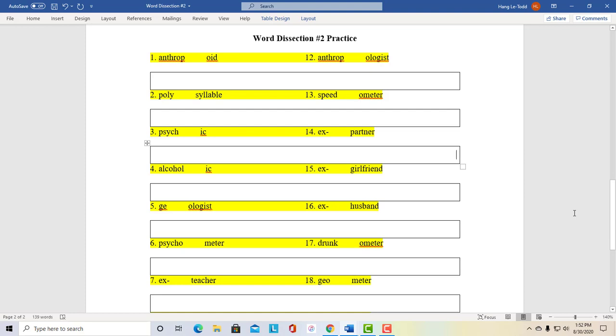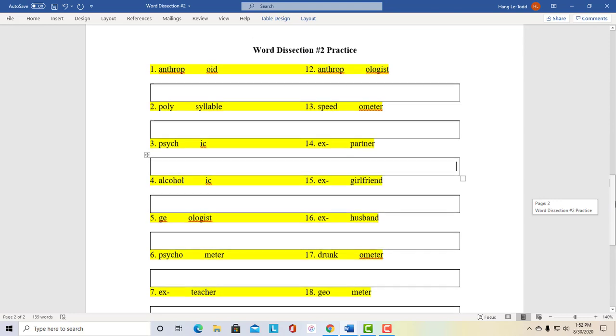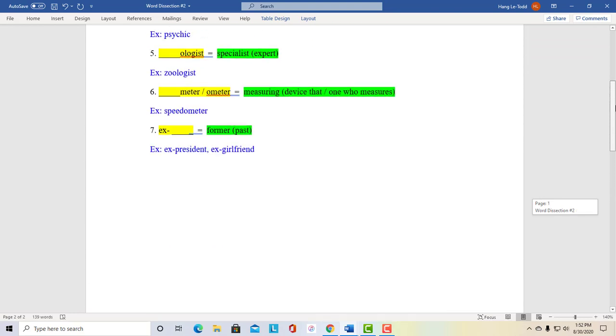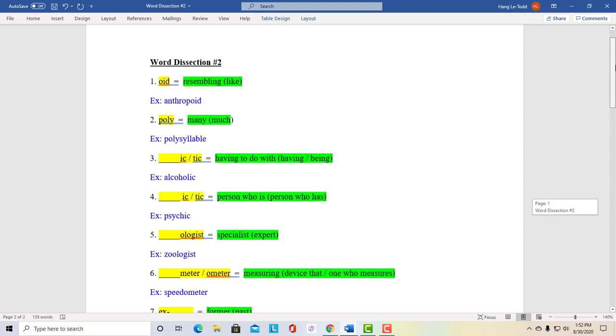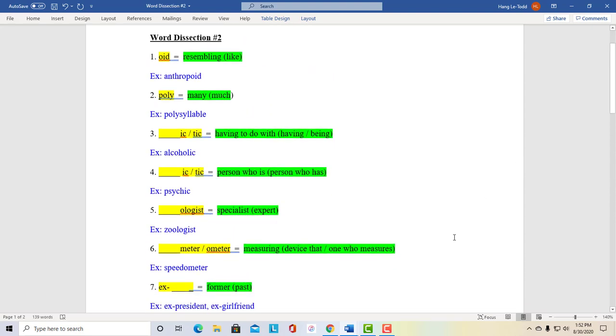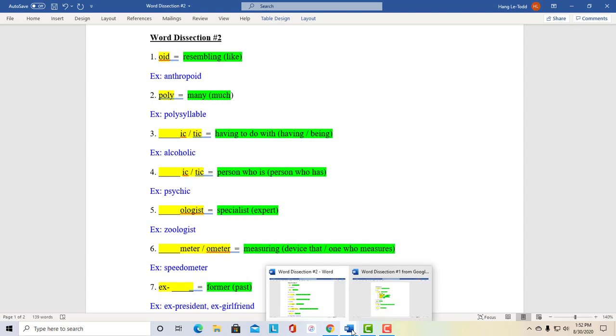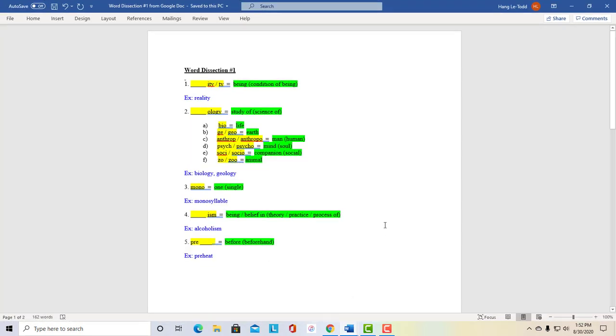So our first word is anthrop. If you don't already know that word or aren't familiar with it, let's look it up. Is anthrop one of our words from this week? We're going to be looking at the words in yellow because those are the vocabulary words. I don't see anthrop here, so we'll go back to word dissection 1 because we're still using the words from the previous word dissection.